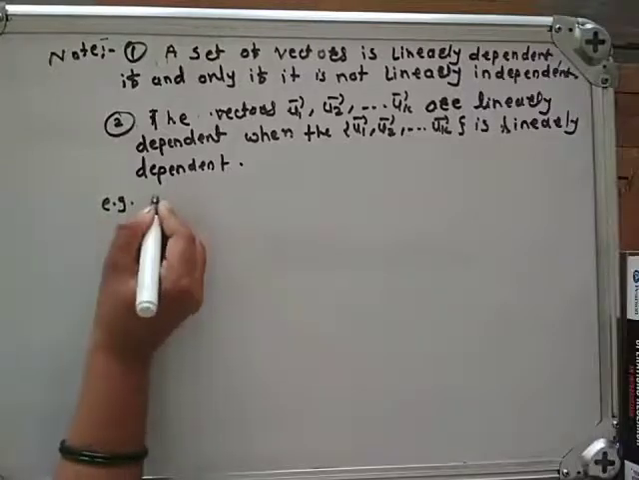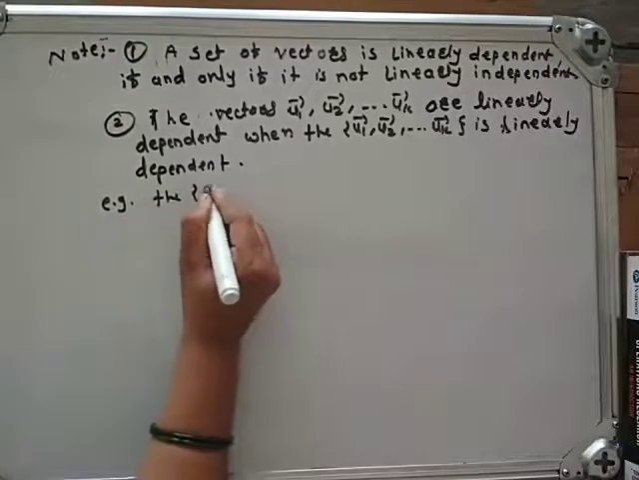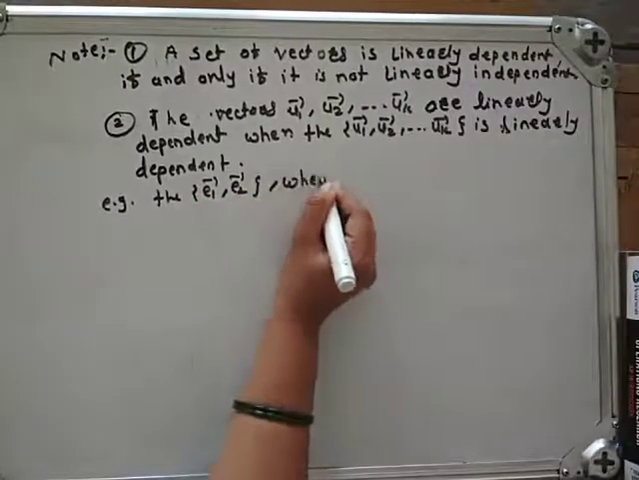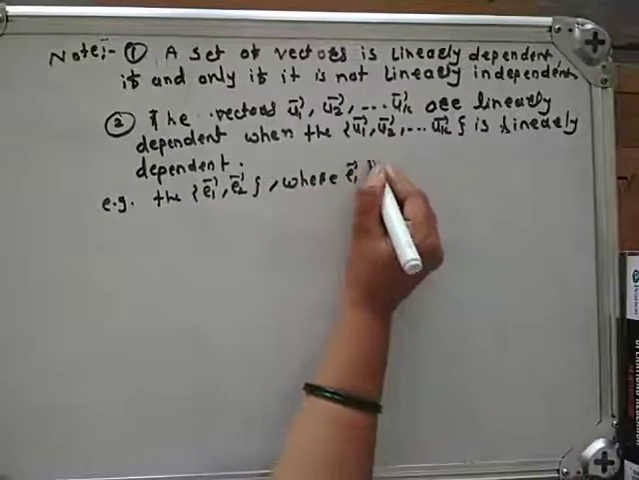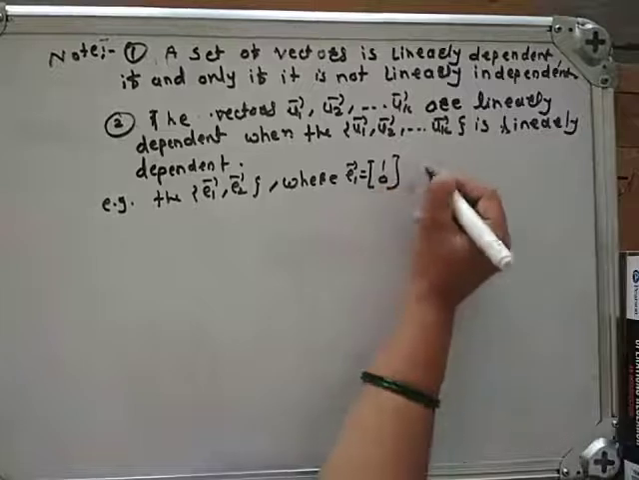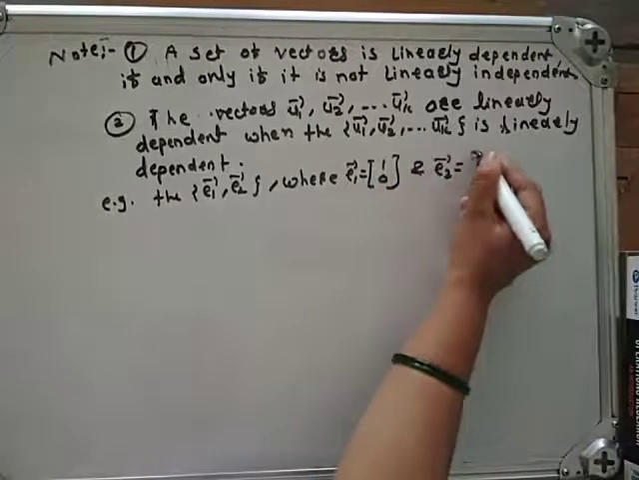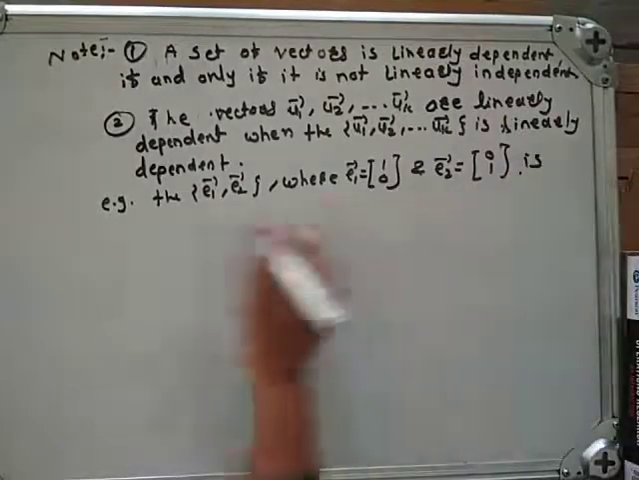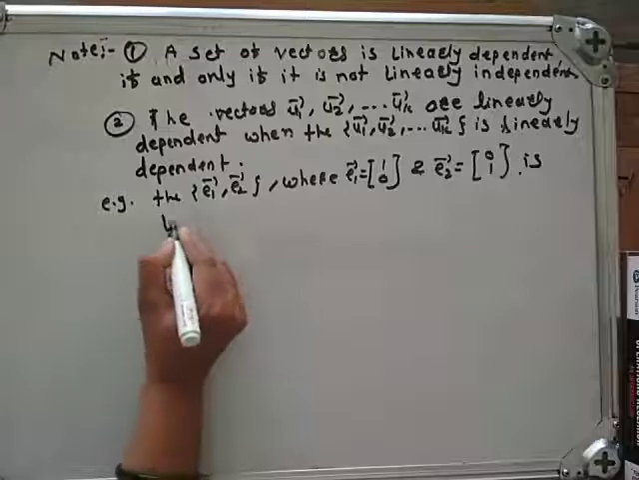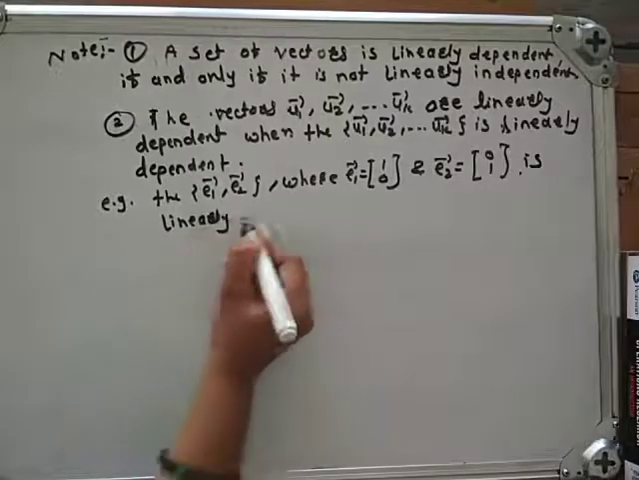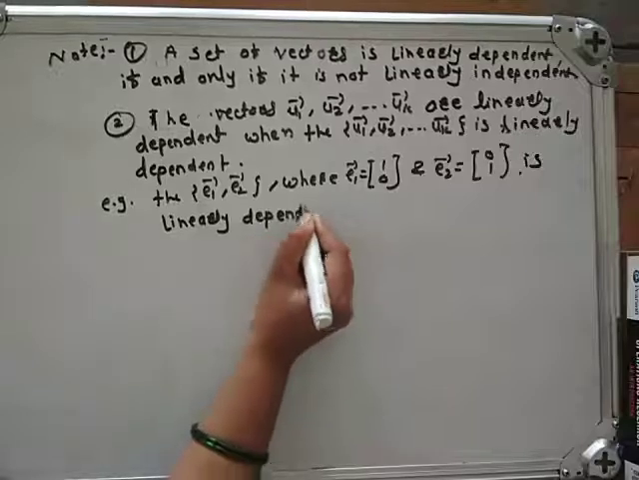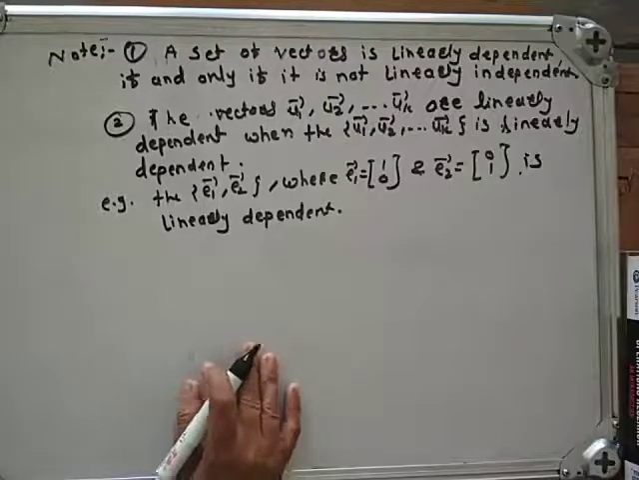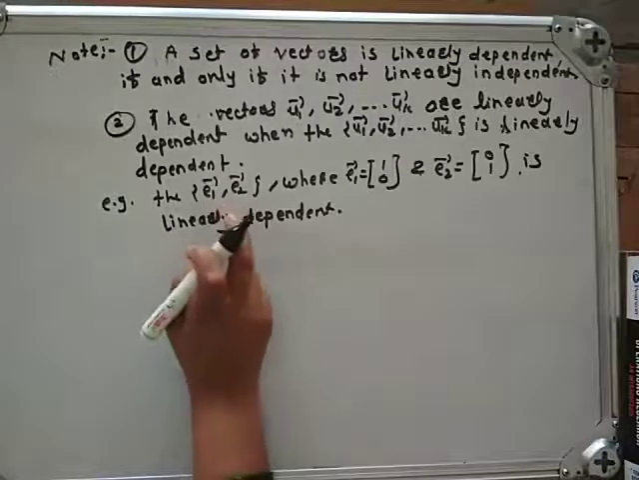For example, the set E1 bar, E2 bar, where E1 bar is equal to matrix 1 0 and E2 bar is equal to matrix 0 1. Okay, is linearly independent.